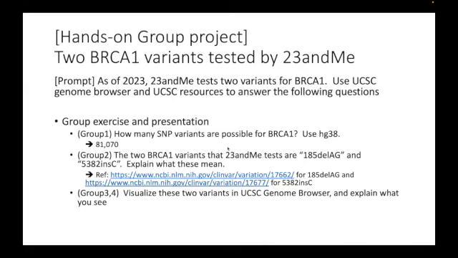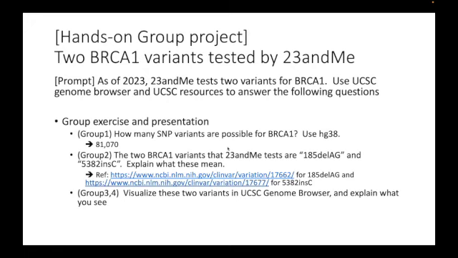So let's do the group exercise. The first group exercise that I want to ask you is, how many SNP variants are possible for BRCA1, using HG38 and also using the annotators? Group 1 people, I expect that you will have figured it out when I ask you in about 10 minutes. Group 1 people, is the problem clear? How many SNPs are possible for the BRCA1 gene? Any questions for that? Okay.